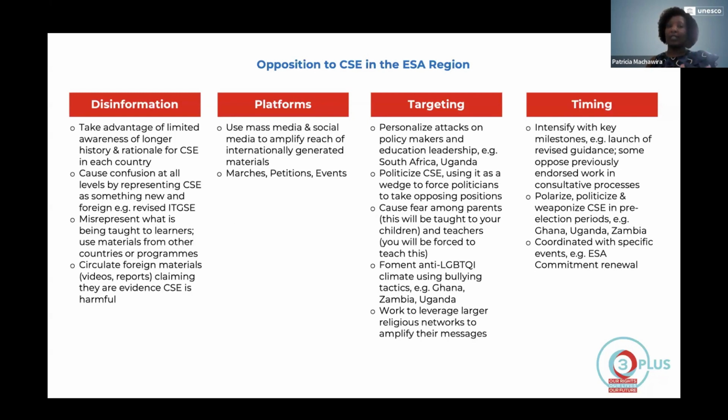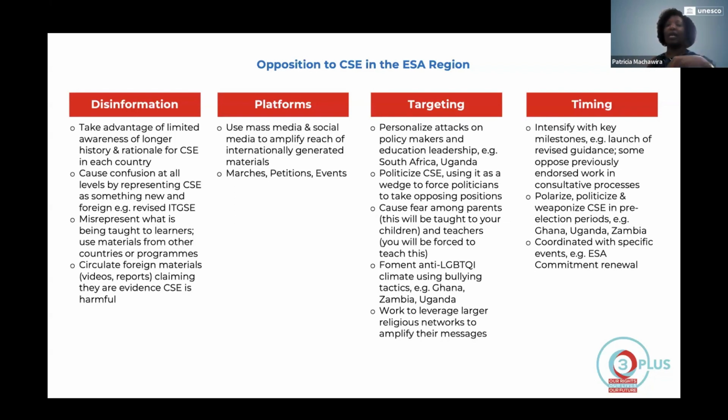So there have been local concerns, but from as far back as 2016, we started seeing a pattern and an escalation of this controversy, and realized that this was now coming from international forces, particularly conservative right-wing groups from the US, with Family Watch International in particular leading a coordinated opposition against comprehensive sexuality education. So these are the tactics that we saw in the patterns of opposition.